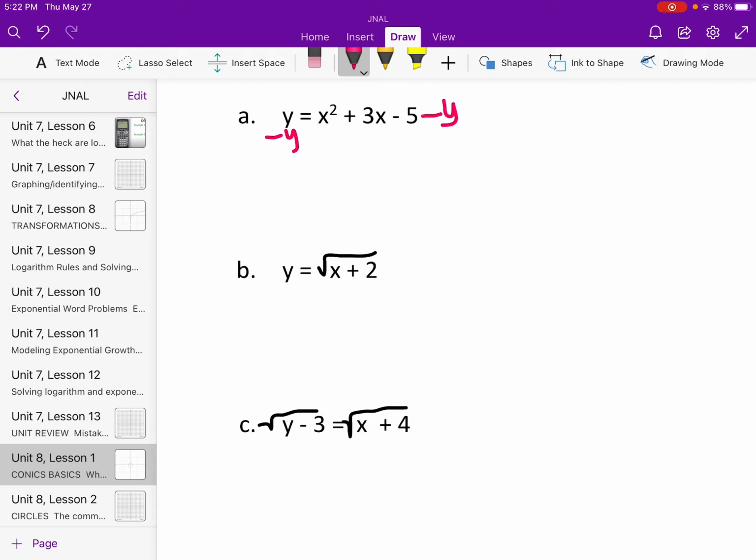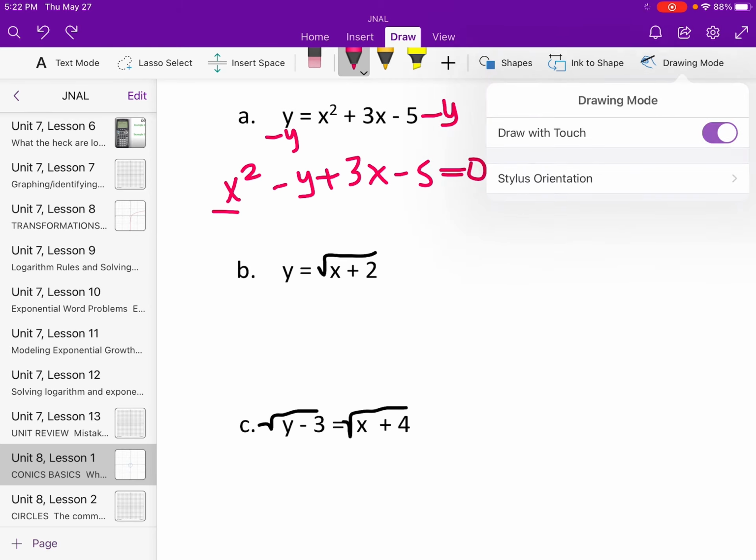And so then we get x squared minus, well, let's just put the y right there, and then plus 3x minus 5 equals 0. We know it's a parabola because there is only an x squared. If there was a y squared, then that wouldn't be what it is. Okay, that would be a hyperbola if it was like that. Okay, so I might as well just write that, parabola.